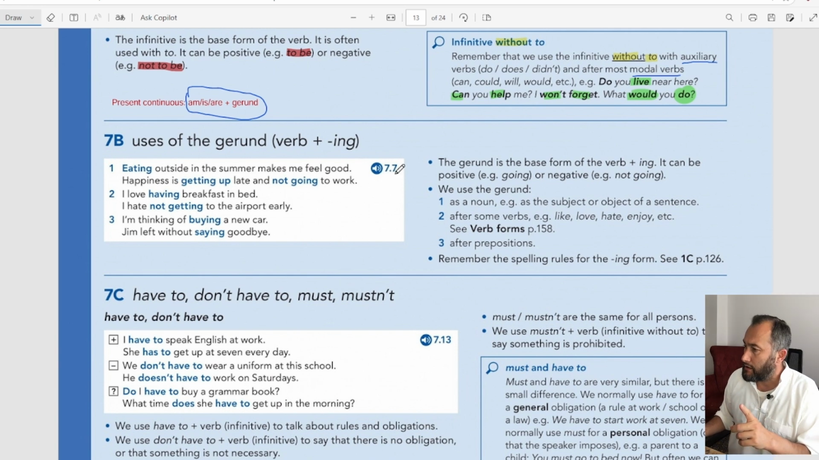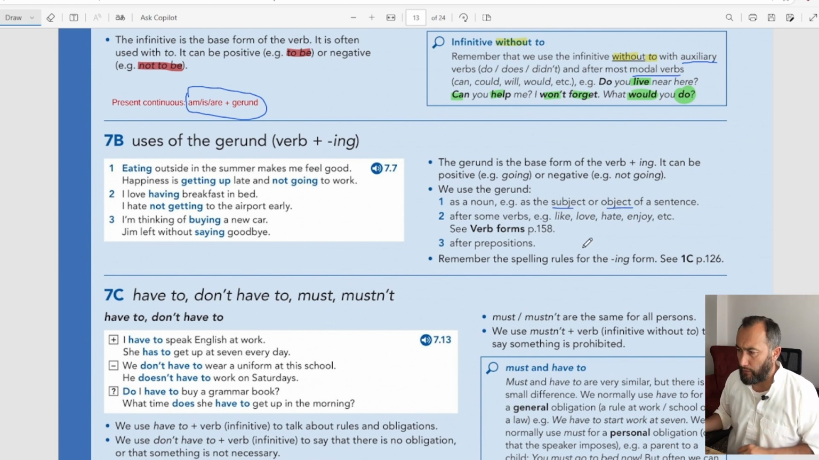The first, the gerund is the base form of verb ing. I've explained that. It can be positive, going, or it can be negative, not going, like eating, not eating, playing, not playing, sleeping, not sleeping, and so on. The first way of using gerund is noun. We can use it as a noun. Like it can be a subject or it can be object of a sentence.